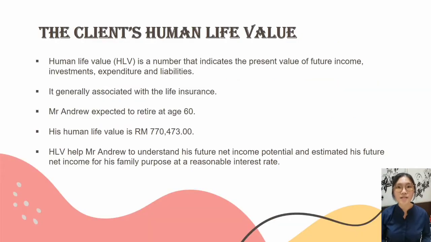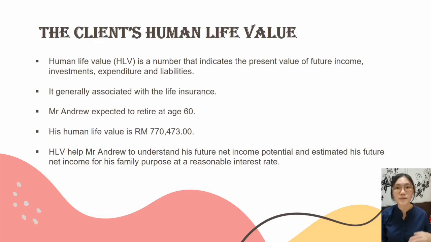Next, I would like to present the client's human life value. The human life value is the number that indicates the present value of the future income, investment, expenditure, and also the liabilities. It can help to identify the life insurance needed based on the variables and secure your family's life, in case you are no longer around. This value is normally used to understand how much money is needed to protect the life of your dependents through the term of the insurance. So it generally is associated with life insurance.